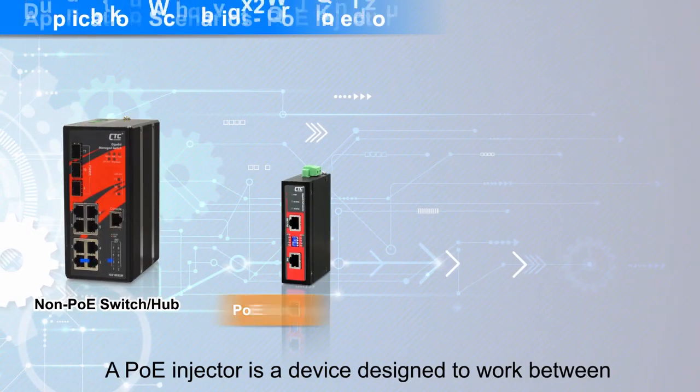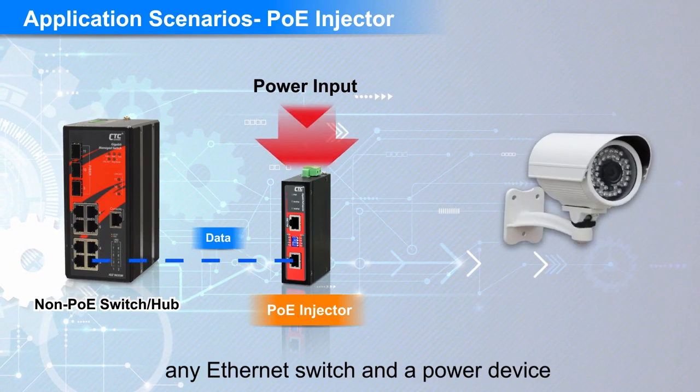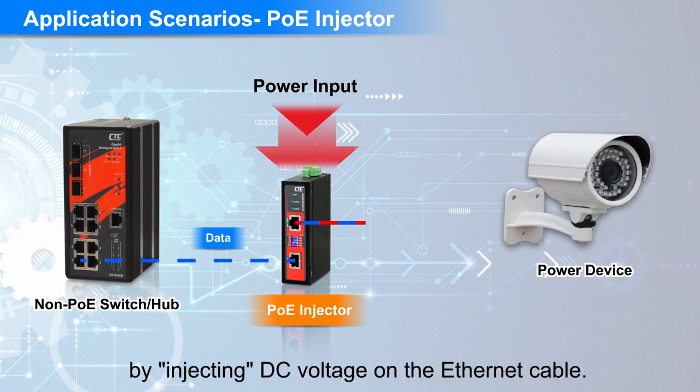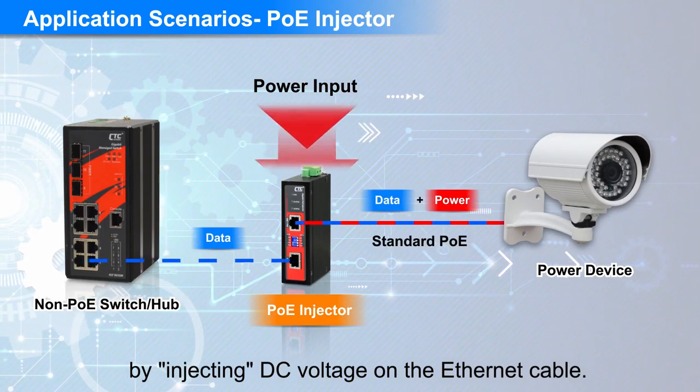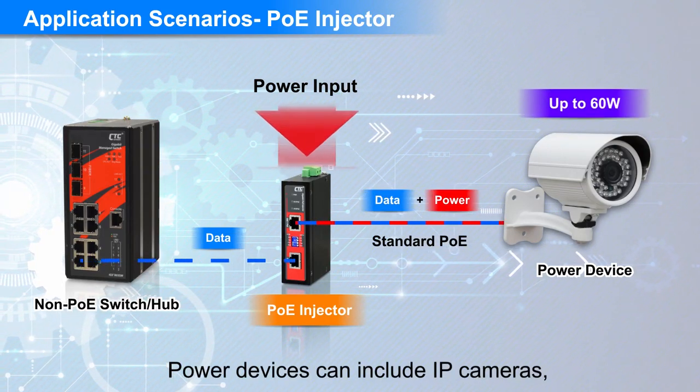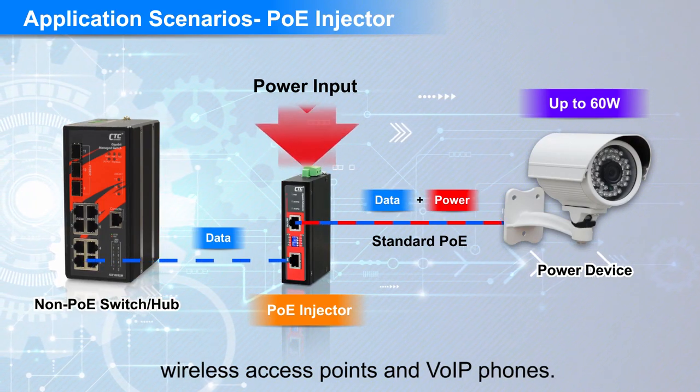A PoE injector is a device designed to work between any Ethernet switch and a power device by injecting DC voltage on the Ethernet cable. Power devices can include IP cameras, wireless access points, and VoIP phones.